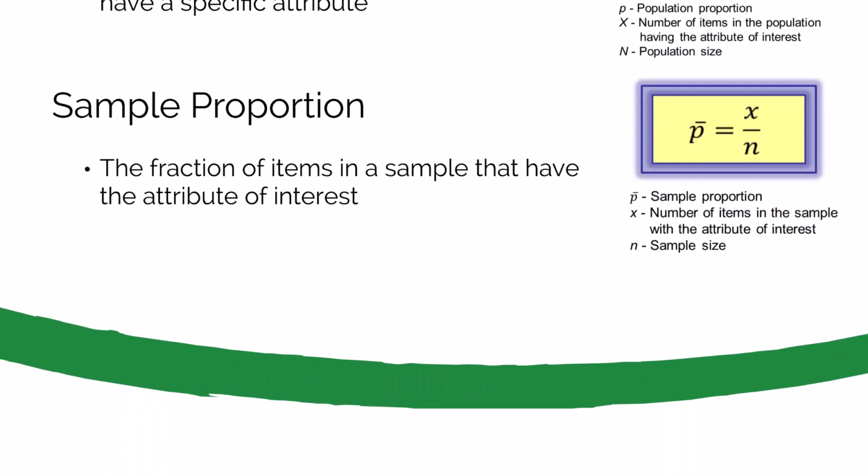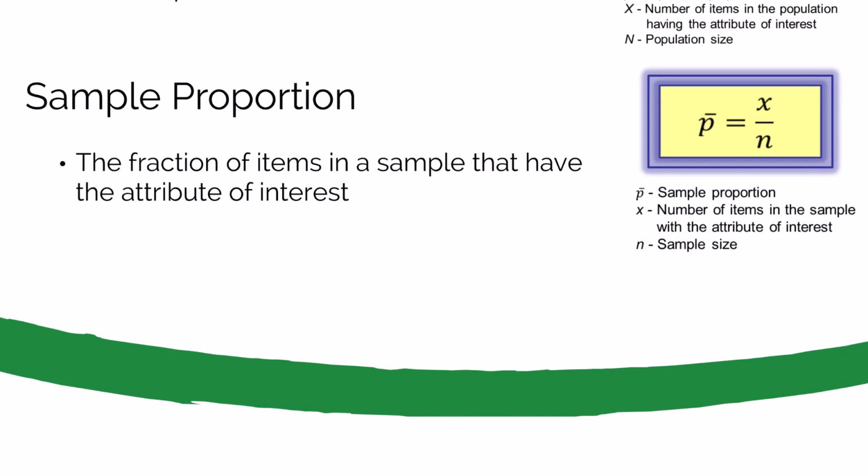We can also calculate the proportion in a sample. This is the same concept as the population, but now it's the fraction of items in a sample that have the attribute of interest. This is denoted by little x and represents the number of items in the sample with the attribute of interest. So then we divide by the sample size, or little n, and we're going to use the symbol p bar to denote a sample proportion. So in this video, we'll be using the symbols little p and p bar throughout, and you'll want to watch out if we're talking about a population or a sample. However, conceptually, the math here is the same.